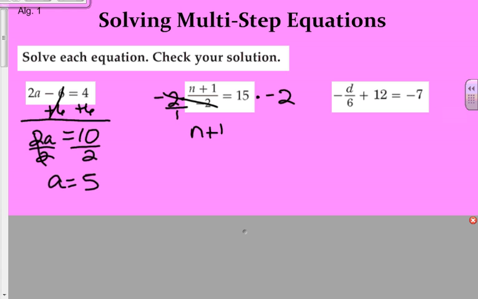n plus 1 is left. 15 times -2 is -30. Now it's really simple. Just subtract 1 away. The 1's are gone, n is left. -30 and -1 make -31. And there's your answer.